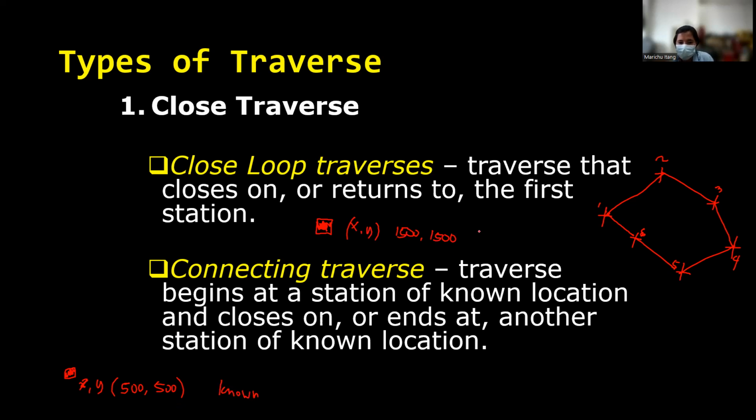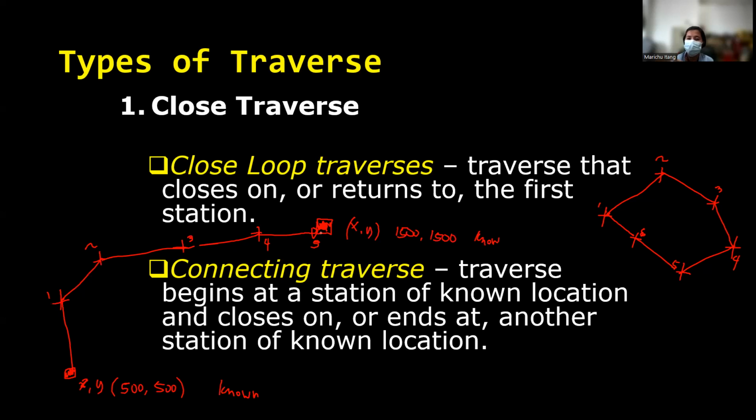and this also is known. So it starts at a known. So let's start here. This is our station 1. This one is our station 2. This one is our station 3. This one is station 4. And this one is station 5, or right there at the known.